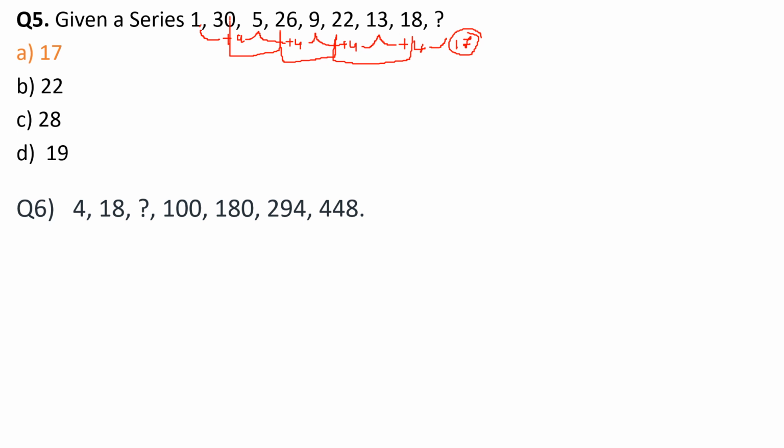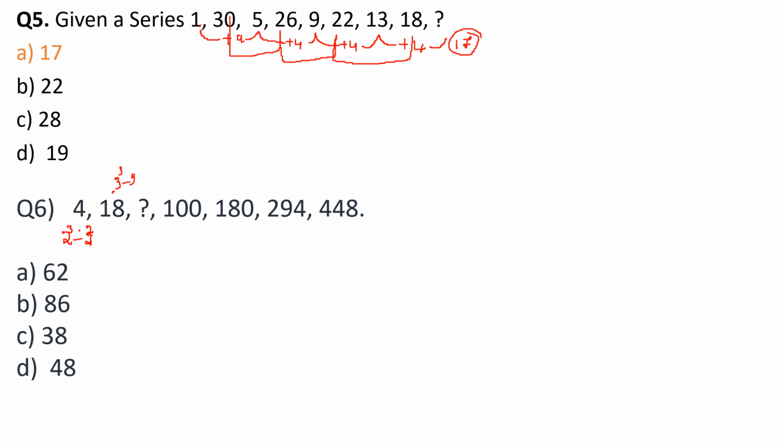Next question. 4, 18, then the third number is missing, 100, 180, 294 and 448. So first you have to identify the pattern here. Okay, so 4 can be written as 2 cube minus 2 square, because 2 cube is 8. So 8 minus 4 is 4. Here 18 is 27 minus 9, or simply 3 cube minus 3 square.